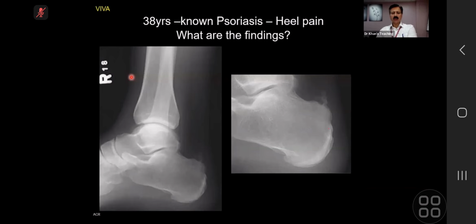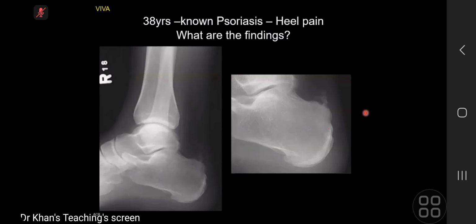Now, candidate 4, this is psoriasis. What are the findings as far as this is concerned? Okay.